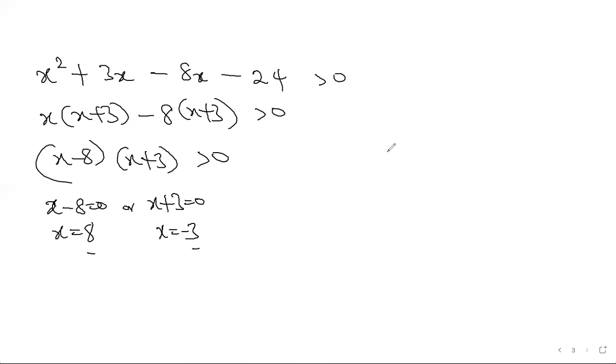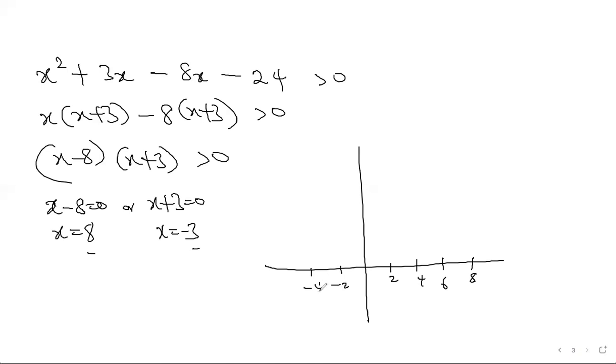If I plot it, so let's say this is 2, 4, 6, 8, and this is -2, -4, then the function will cut the x-axis at -3 and at 8. So I have something that looks like this. It's going to have a minimum as well, because the coefficient of x squared is positive. So it's going to be like that, U-shaped. If it was negative, it's going to be N-shaped.